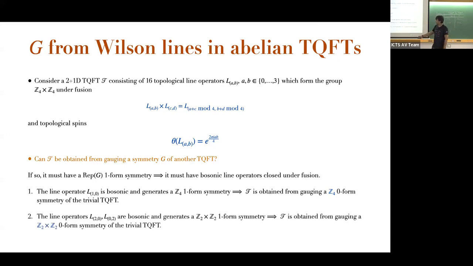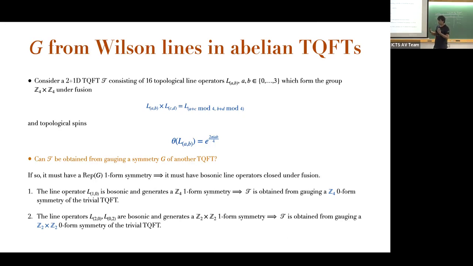We can choose L20 and L02, again two line operators which do not have anomaly, but they generate a Z2 times Z2 one form symmetry, not Z4. If you gauge that, you will again get the trivial TQFT, which means that this TQFT is also a Z2 times Z2 Dijkgraaf-Witten theory. So Z4 Dijkgraaf-Witten theory and Z2 times Z2 Dijkgraaf-Witten theory are the same, because we get the same spectrum of line operators and topological twist.